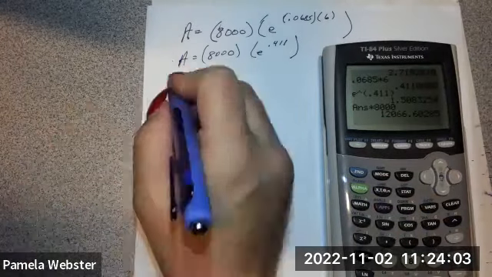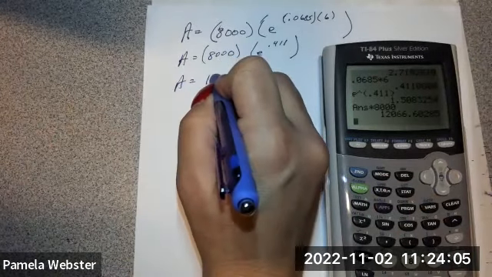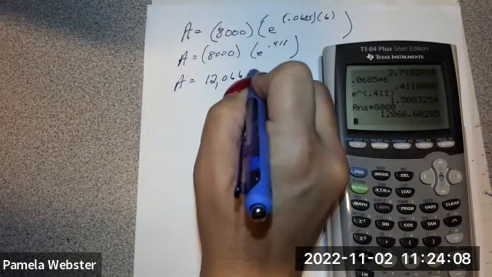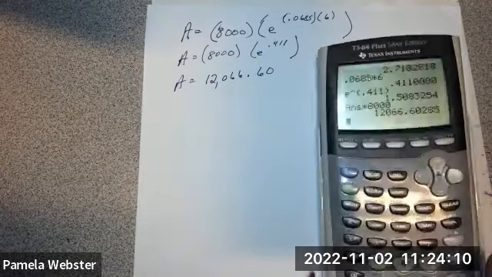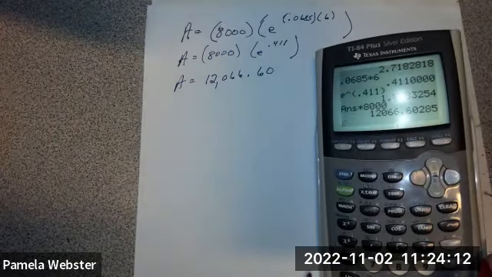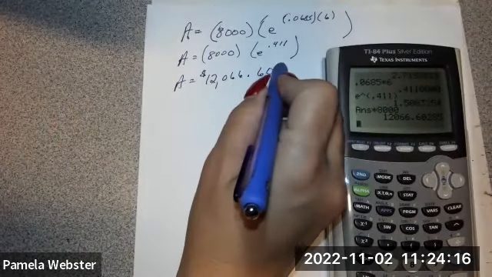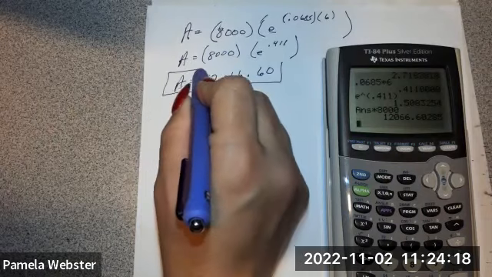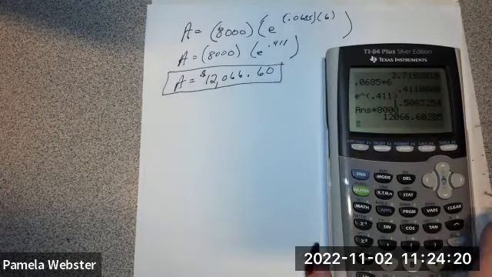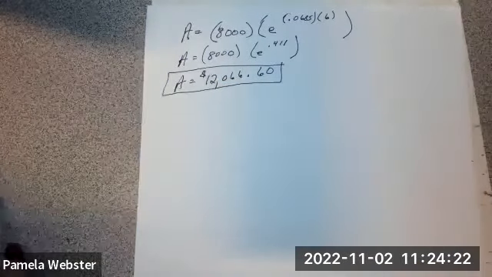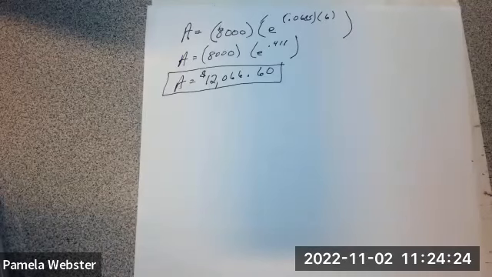Okay, so my answer is $12,066 and 60 cents. That's not going to round, right? Okay, so there we go. If it was compounded continuously, that's how much money I would have at the end of 6 years in that account, right?